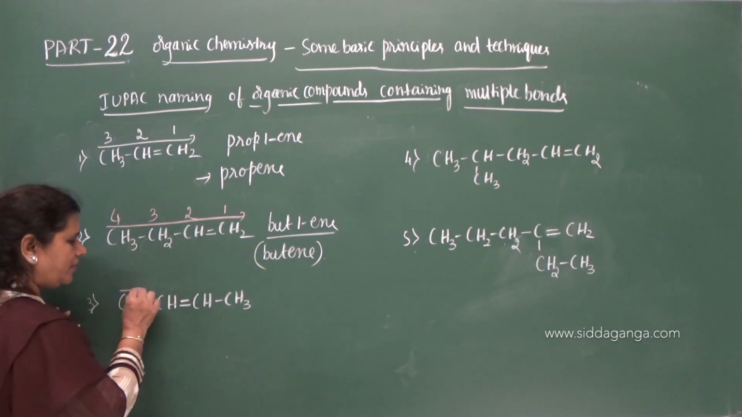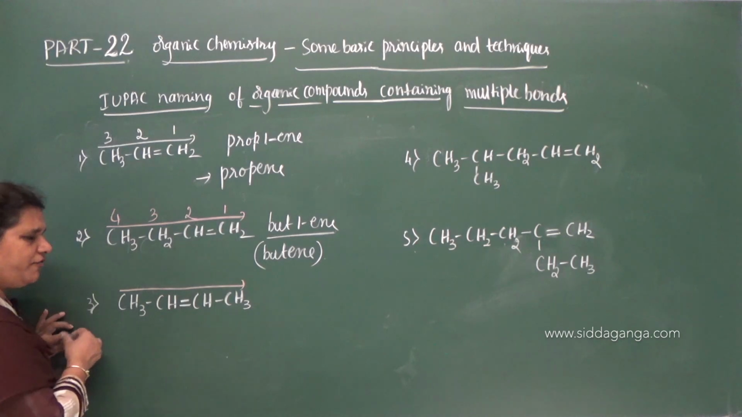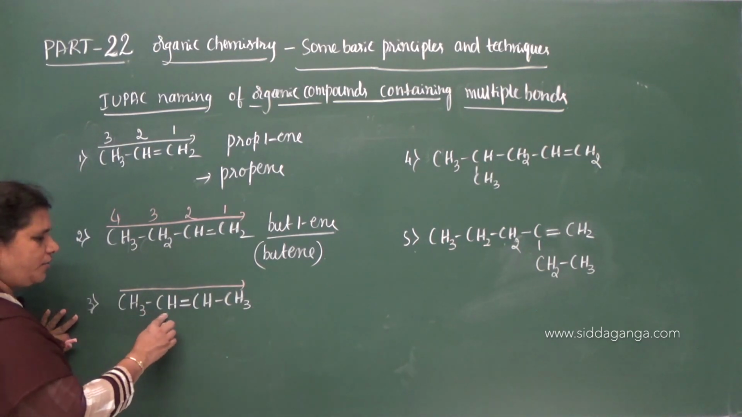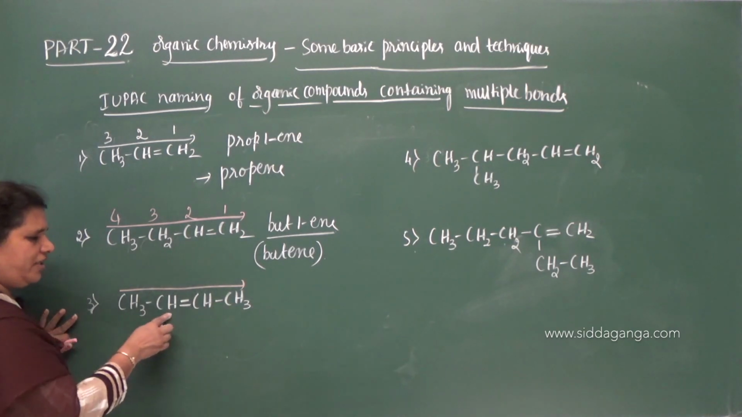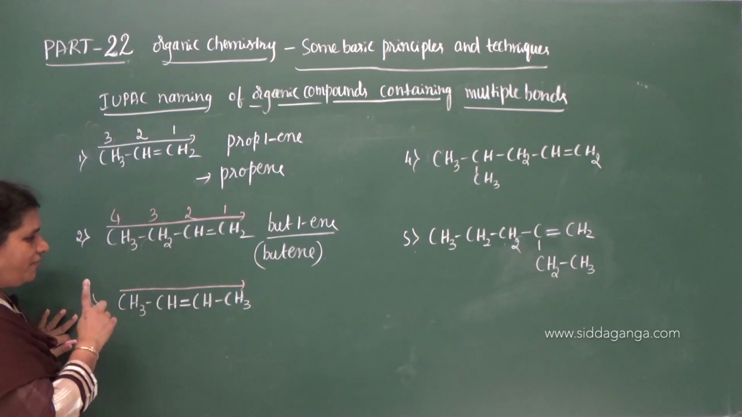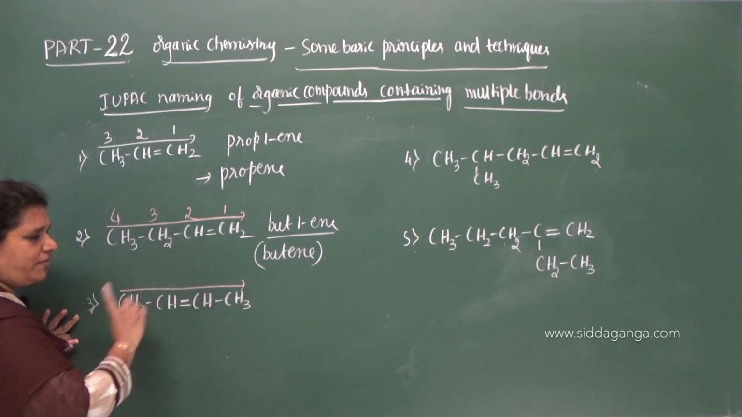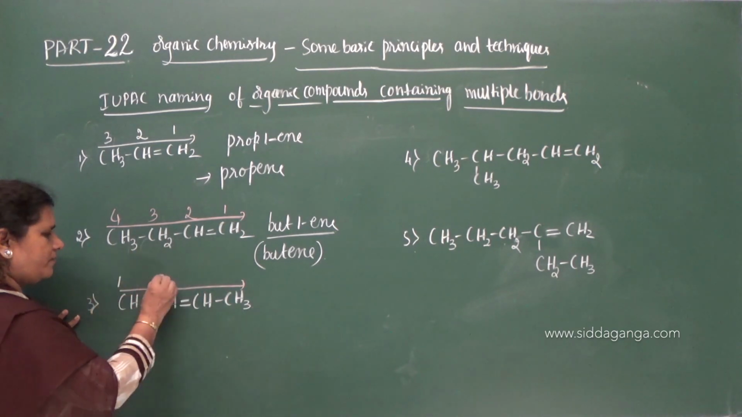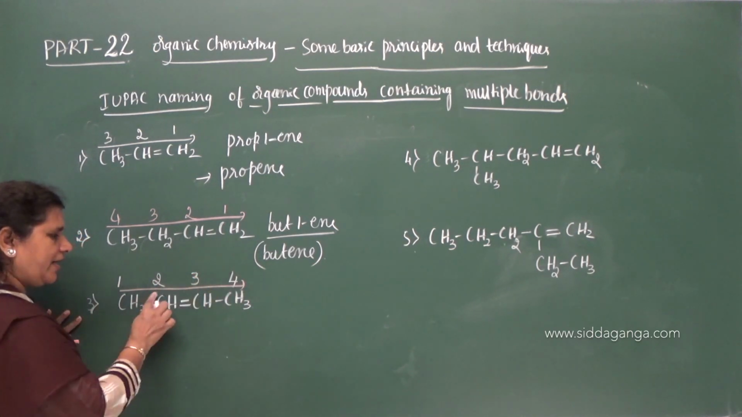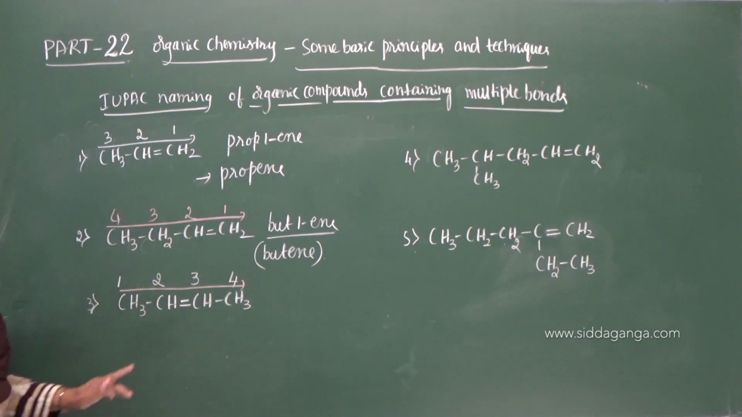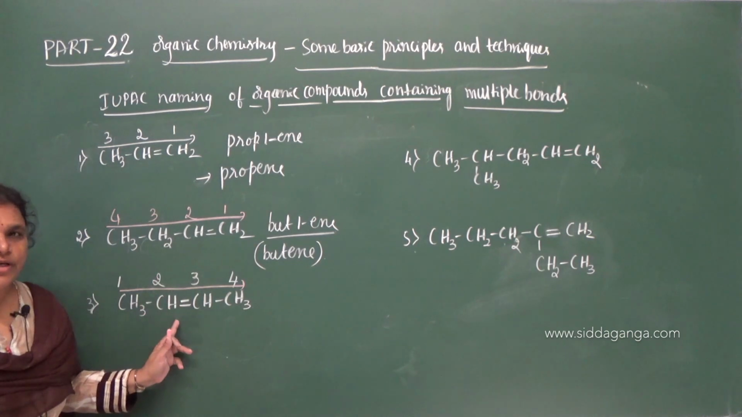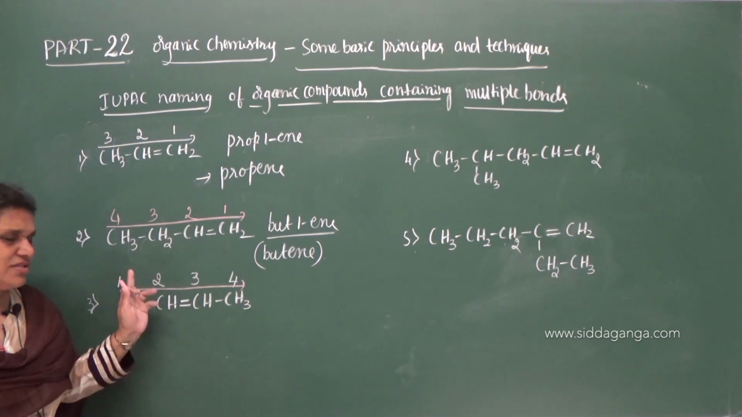Now move on to the third one. Here we have 4 carbon atoms. Give the number 1, 2, 3, 4. The position of the double bond remains the same whether you number from left to right or from right to left. Between the second and third carbon you have a double bond. So you have to mention only one locant, that is the first lowest locant. The first lowest locant is 2.